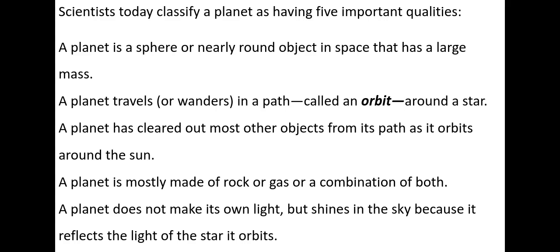A planet travels or wanders in a path called an orbit around a star. A planet has cleared out most other objects from its path as it orbits around the sun. A planet is mostly made of rock or gas or a combination of both. A planet does not make its own light but shines in the sky because it reflects the light of the star it orbits.